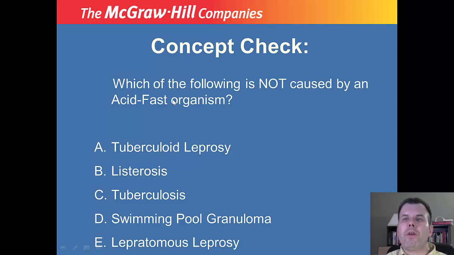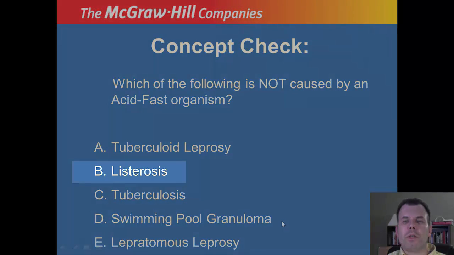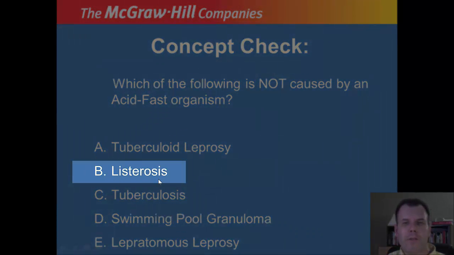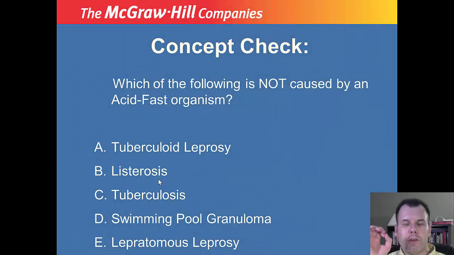All right, so when we talk about the concept check, which of the following is not caused by an acid-fast organism? Is it listeriosis, tuberculosis, tuberculoid leprosy, the swimming pool granuloma, or lepromatous leprosy? Which one is not caused by an acid-fast microorganism? Okay, if you remember, Listeria is caused by Listeria monocytogenes, which is again a gram-positive, but is not an acid-fast. And so that was the one before that causes the foodborne illness that you have to worry about with lunch meat. So listeriosis is the answer.